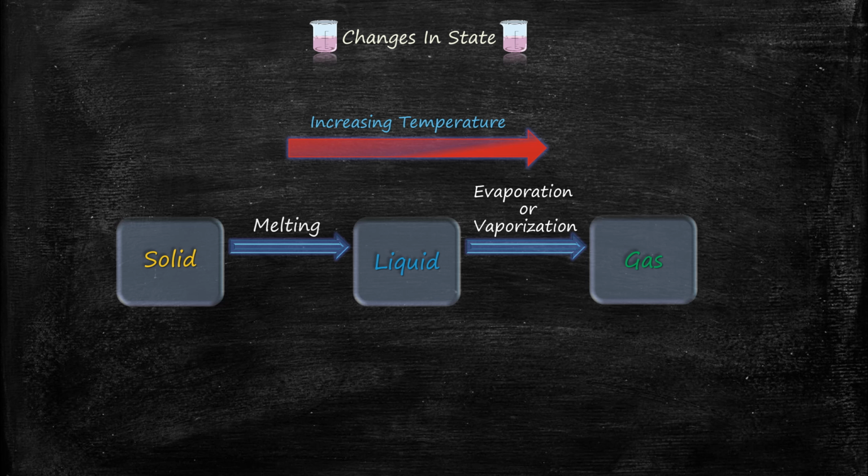But what will happen if we reverse the process and start decreasing the temperature of a gas? Decreasing the temperature of a gas will condense it to become a liquid. And by cooling the temperature more and more, that liquid will freeze to become a solid.